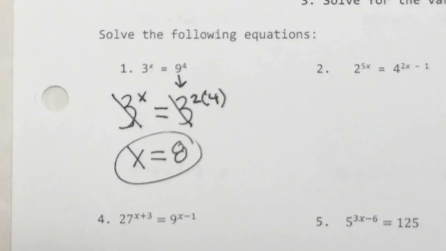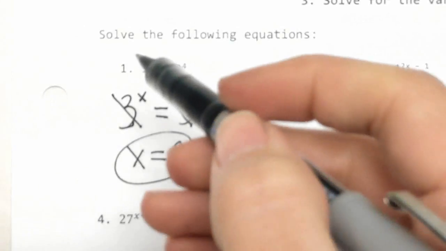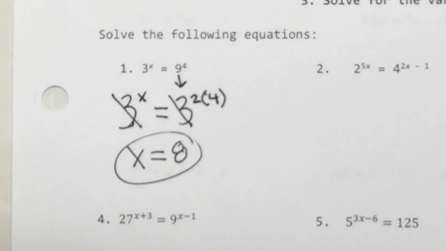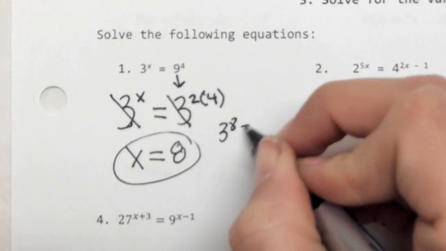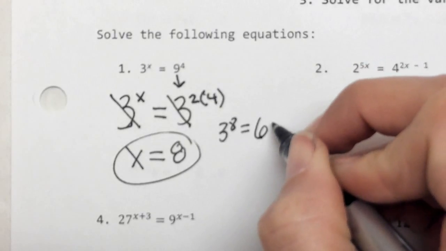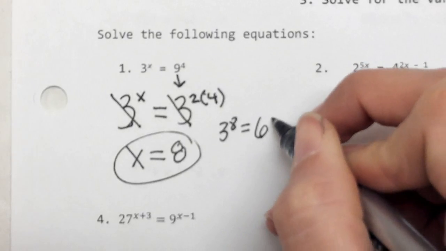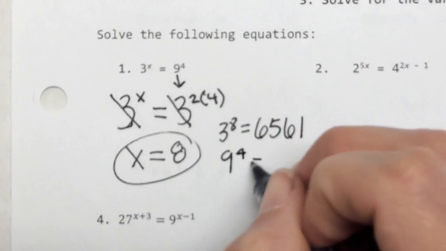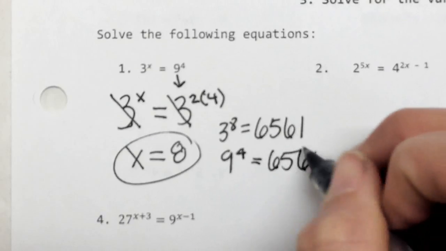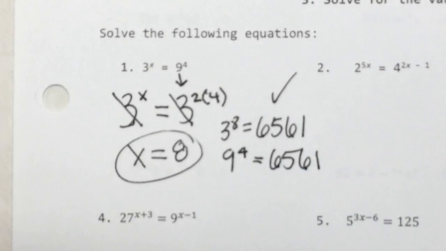Now, how to check this? You plug in 8 right here, and somebody in their calculator type in 3 to the 8th power. Tell me what you get. 6,561. Alright, now somebody type in 9 to the 4th, the other side. See how they're both the same? That's how you check it. Any questions on that? We're going to do a few more together, and then the rest of these we're going to come back after we finish the back side.